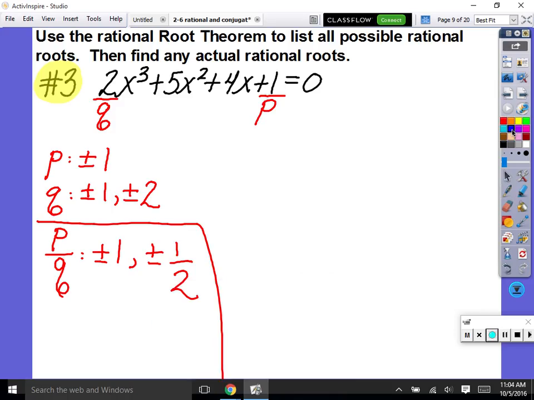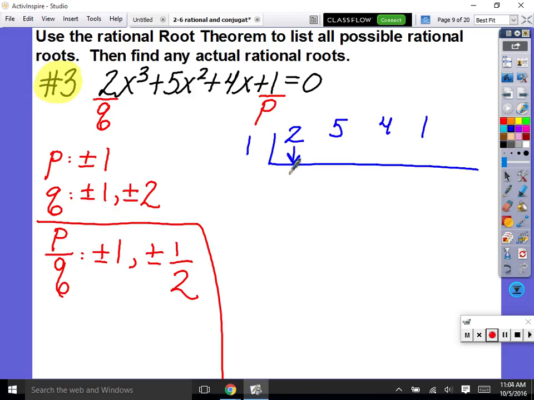Okay, now, those are the possible rational roots. So we've answered the first question. It says, use the rational root theorem to list out all possible rational roots. Now it says, find any actual rational roots. So what we're going to do is, let's start with positive 1. Let's set up our synthetic division, and let's go through this and see if the remainder is 0. So we're going to have a 2, a 5, a 4, and a 1.